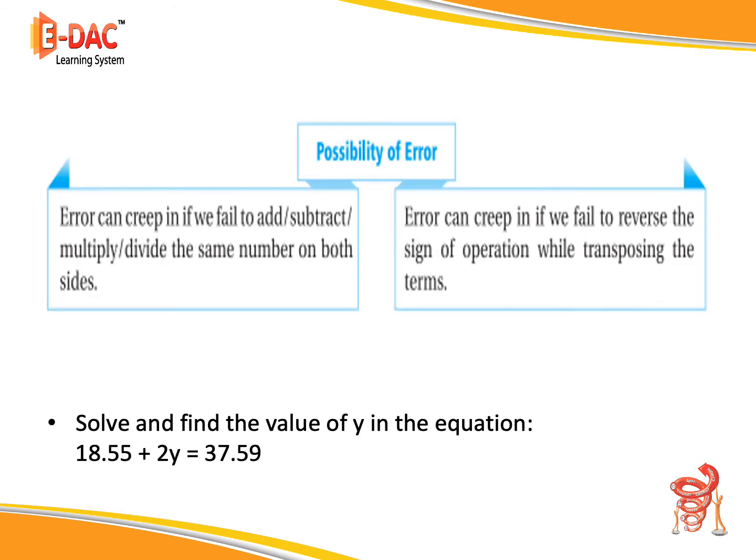Let us try to understand why the possibility of error arises. Error can creep in if we fail to add, subtract, multiply, or divide the same number on both sides, or error can also creep in if we fail to reverse the sign of operation while transposing the terms.